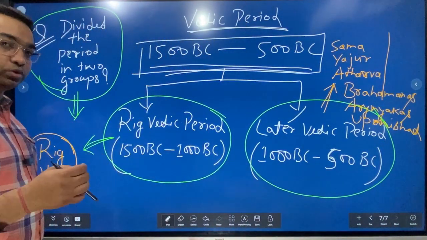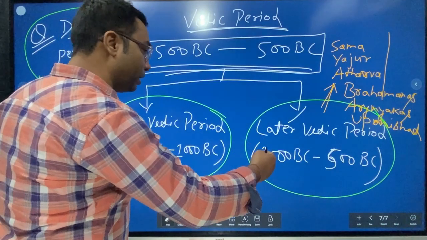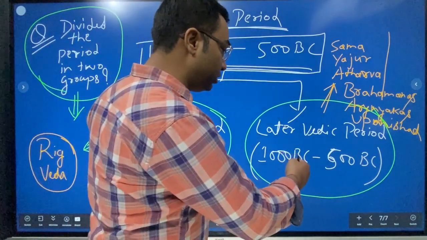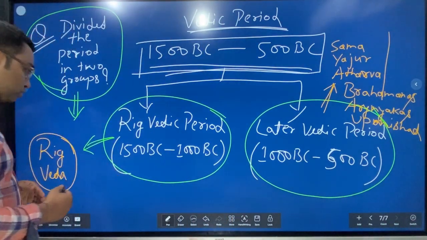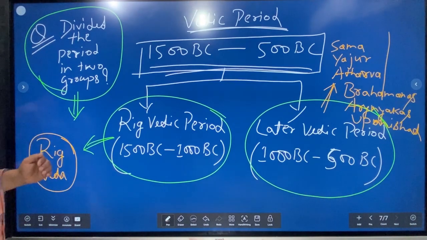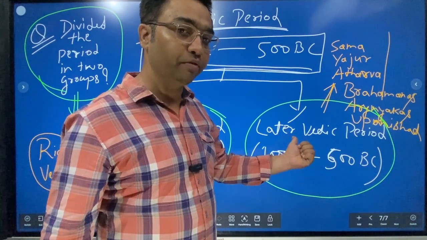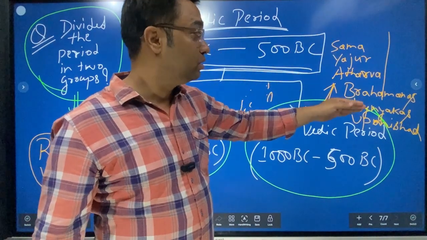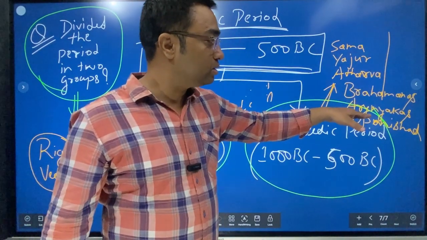The first point is the timeline of the Vedic period. Why it has been divided into two parts, we will discuss after some time. But this is the timeline: 1500 BC to 1000 BC, and then 1000 BC to 500 BC. Moving ahead, we have seen the sources of the Rig Vedic period, and we came across that there is only one source, the Rig Veda. But there are a number of sources for the later Vedic period: Samveda, Yajurveda, Atharvaveda, and other than the Vedas, there are Brahmanas, which we will discuss later, Aranyakas and Upanishads.